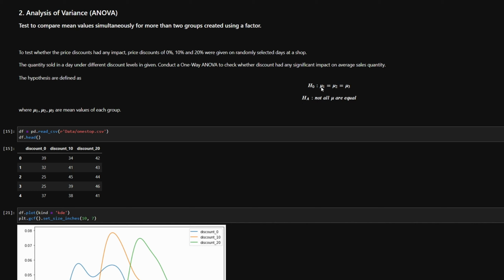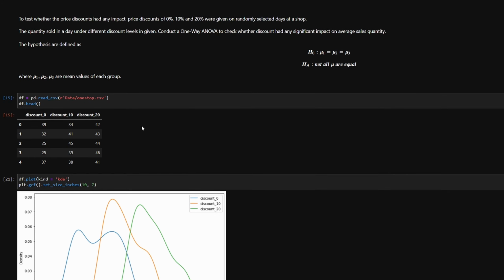Now it might happen that mu1 and mu2 are equal, but mu3 is significantly different from the other two. So that means that H naught is not correct. So that means we need to accept the alternate hypothesis. Okay, this is given. Everything is good. Let's just see the data up here. The data contains three columns: discount 0, discount 10, and discount 20, basically for 0%, 10%, and 20% discount respectively.